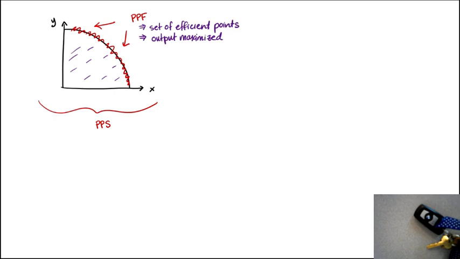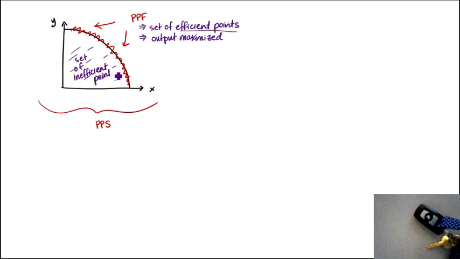But the points in the interior we would describe as how? We're not maximizing output, so we call them what? They're not efficient, so they're what? Inefficient. The stuff inside. So this is going to be the set of inefficient points.